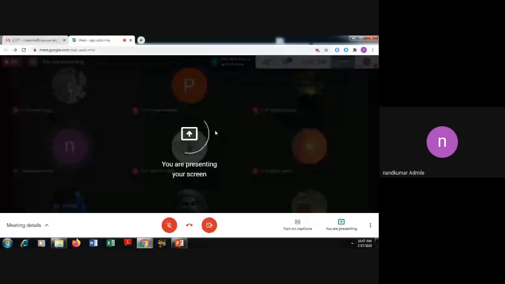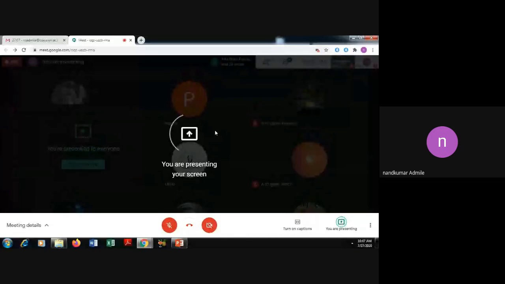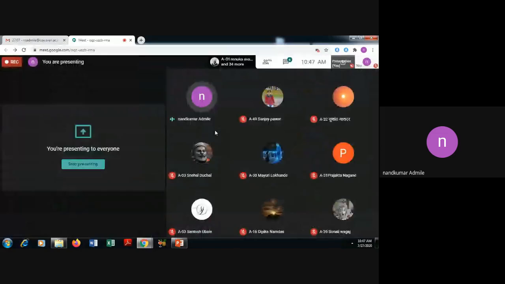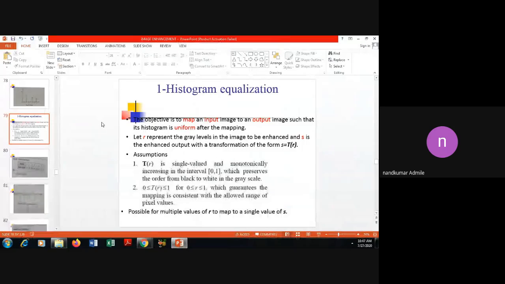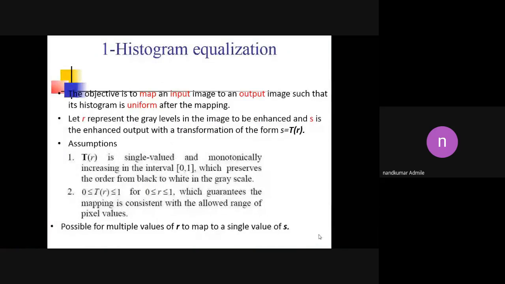So everyone, try to focus on today's lecture. Today's part is too important from your exam point of view. As in the last lecture, we studied histogram modeling and an example on histogram stretching. There is one more part, the second type, called histogram equalization. Regarding histogram, we have to study three important concepts: histogram modeling, histogram equalization, and histogram specification.